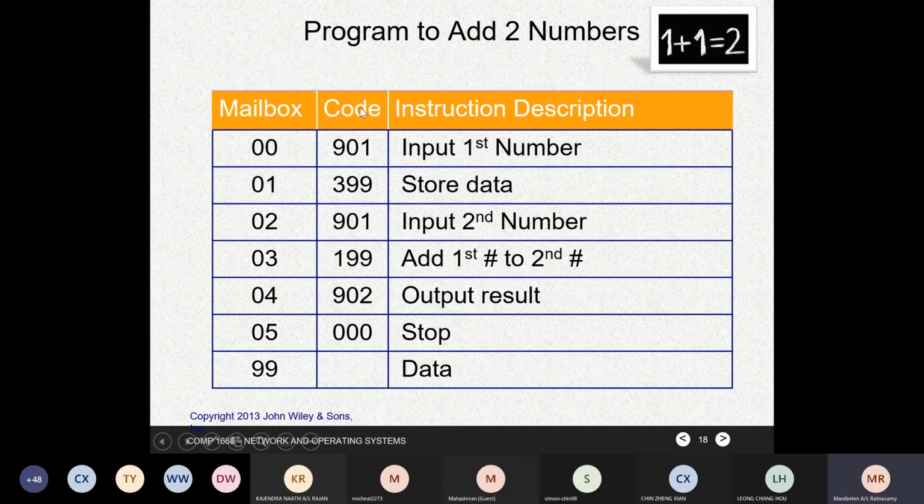The code is what is important. The mailbox is simply for us to understand where the operation is taking place. The instruction is for us, for human beings, to understand what is happening inside the code. Any questions, guys? Any question?